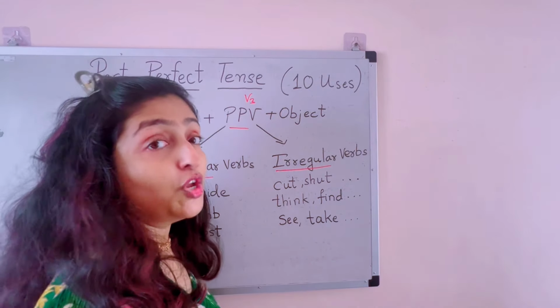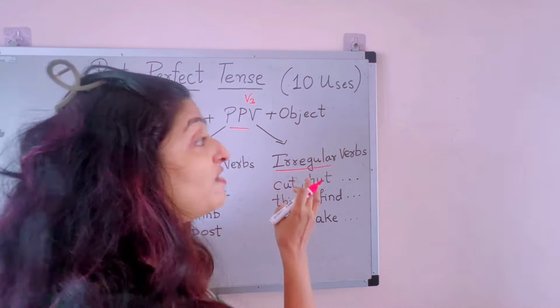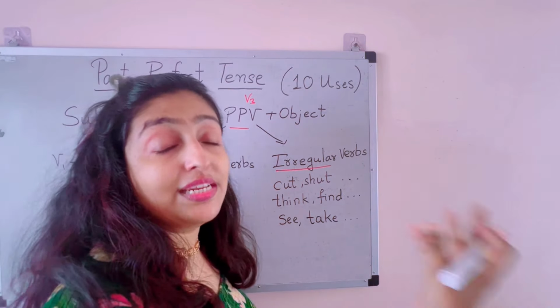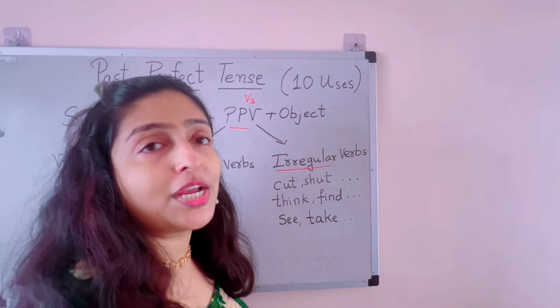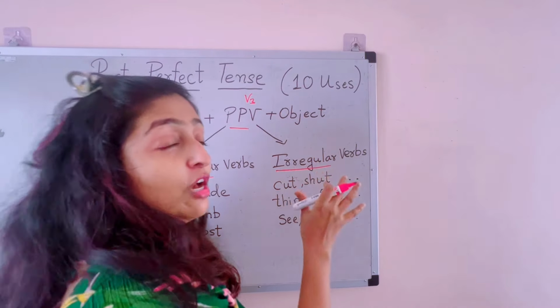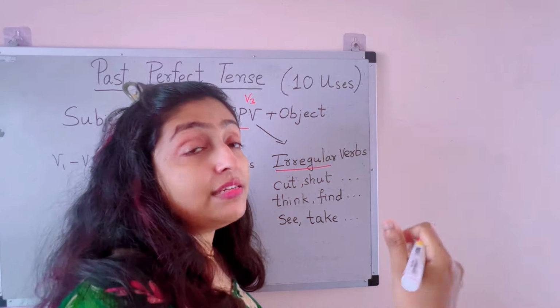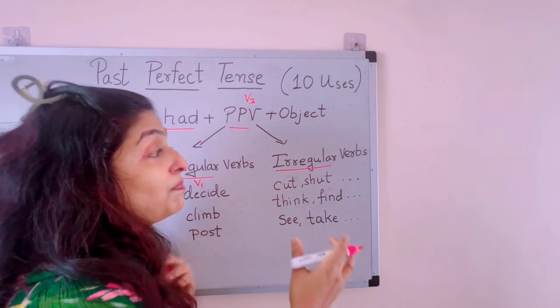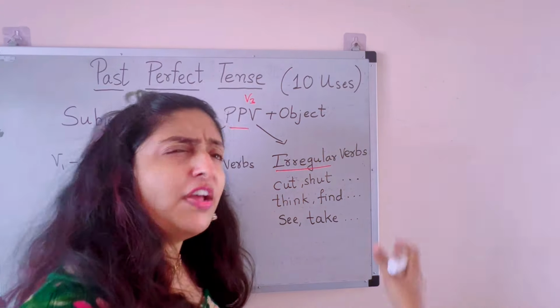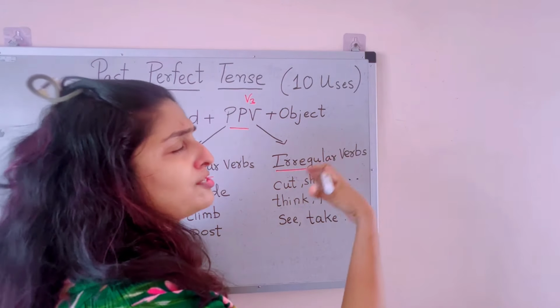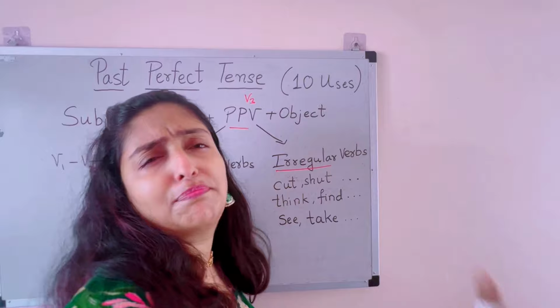We have previously discussed irregular verbs in simple past tense. You can check it out. The link is given in the description box. Irregular verbs are of three types or categories. The first type is where V1, V2 and V3 all are the same: cut, cut, cut; shut, shut, shut; put, put, put; bet, bet, bet.